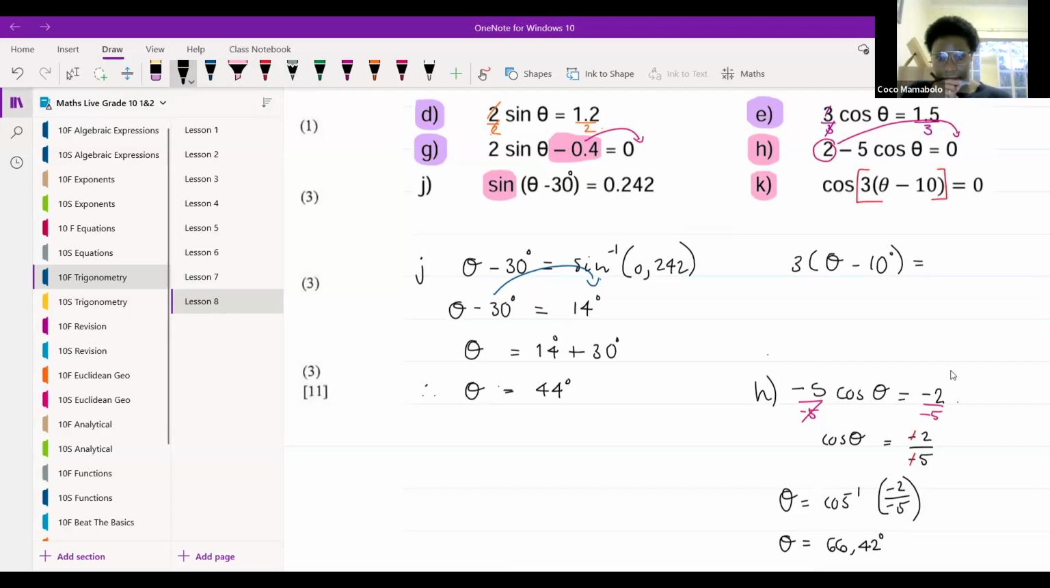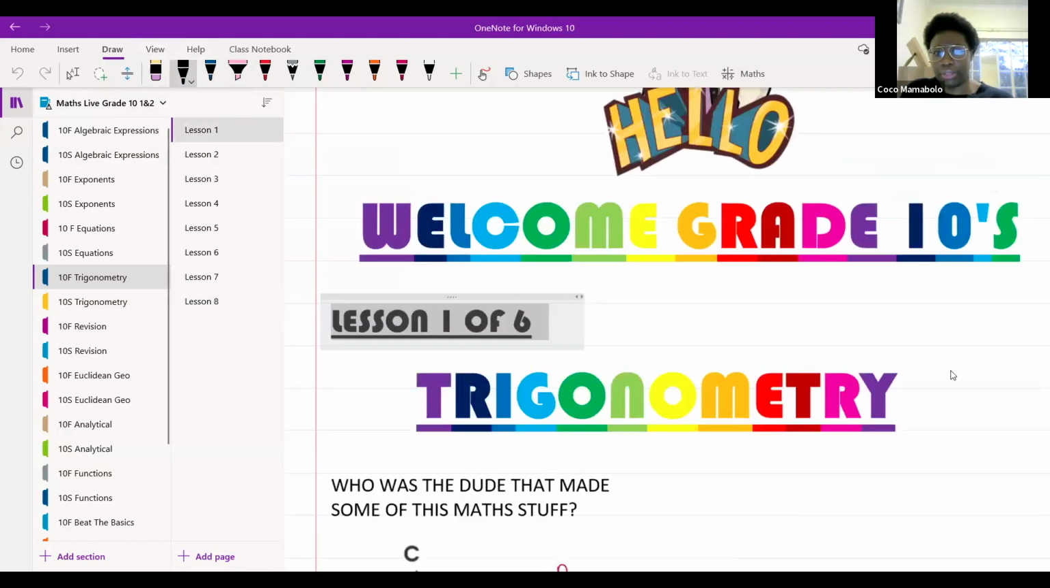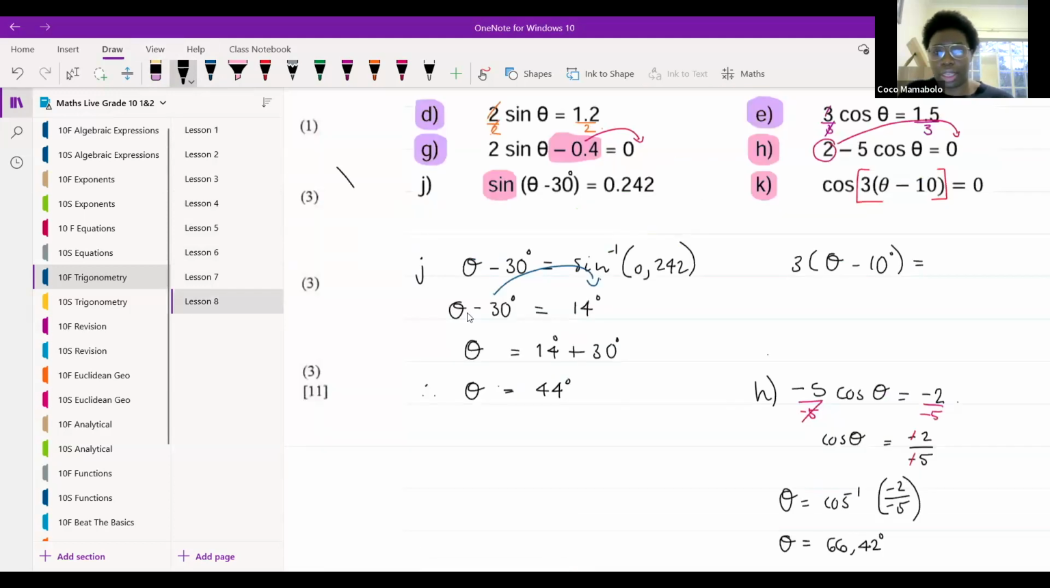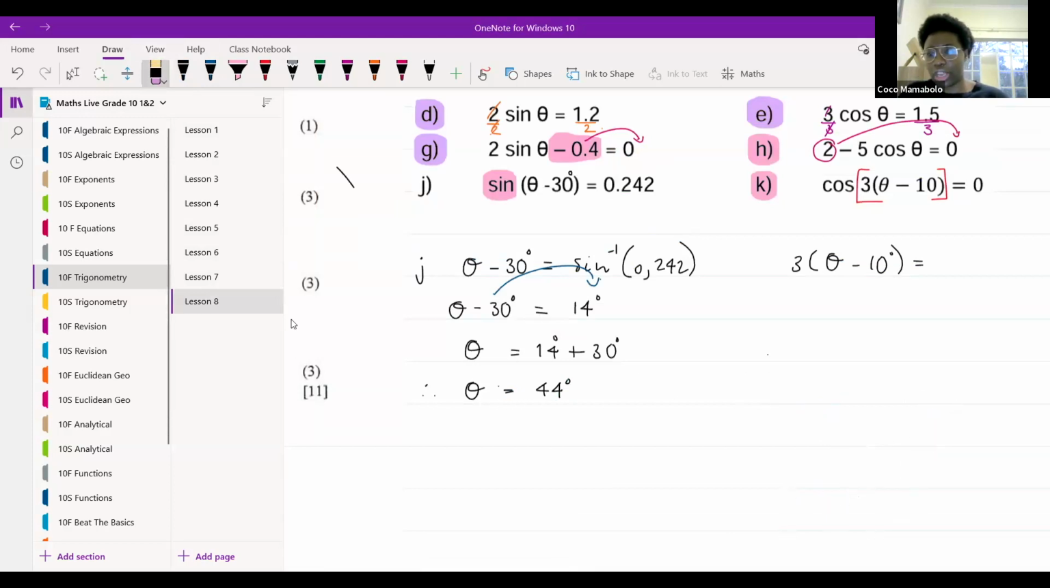Wanga, theta is not 14, it is 44 degrees. Oh, what have I done? I've gone back to an old lesson. Sorry, guys. Can you tell me where I lost you so I can explain again? Guys, are you happy to answer K? Can you guys get me an answer for K? I'll give you a few minutes to get that answer for me.